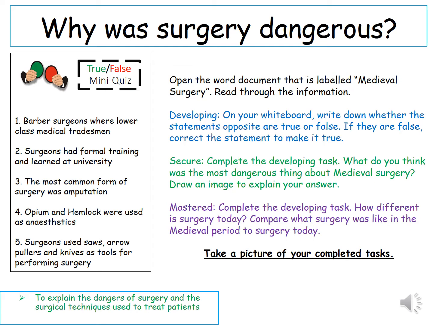Secure students, you are then going to explain what you think the most dangerous thing about surgery was, and draw an image to represent your answer. Mastered students, how different is surgery today? Compare what surgery was like during the medieval period to how surgery is today. Remember to be taking pictures of each of your completed tasks.